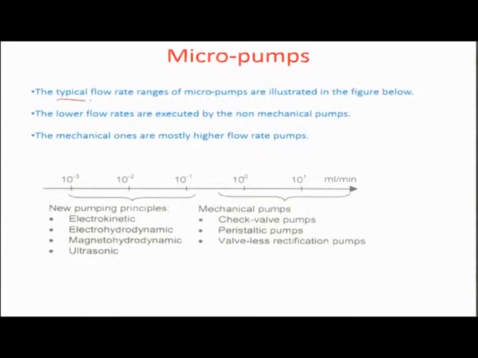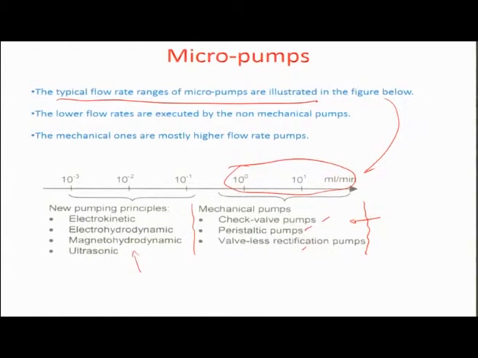So, typically the flow rates in micro pumps are ranged between what is illustrated here. In the mechanical case, you can see peristaltic pumps or valveless rectification pumps or check valve pumps, which I will describe design wise in the subsequent slides, having a flow rate close to 1 to 10 milliliter per minute in this particular zone.